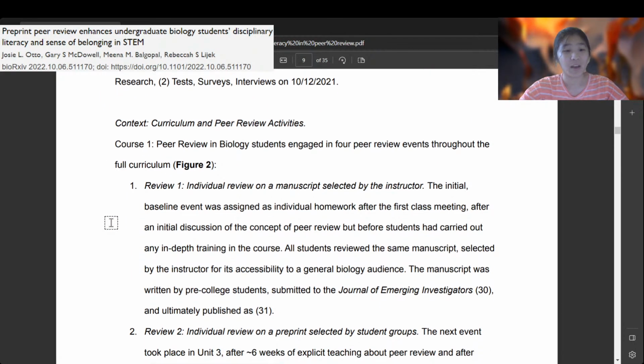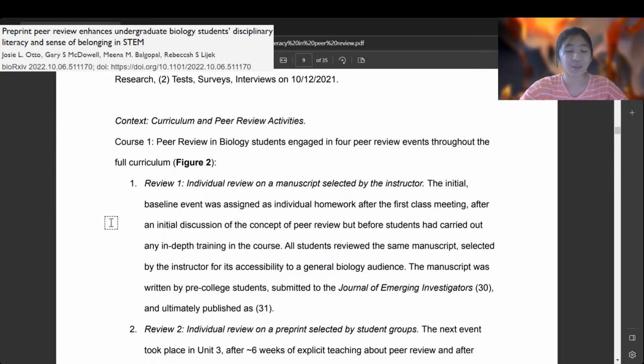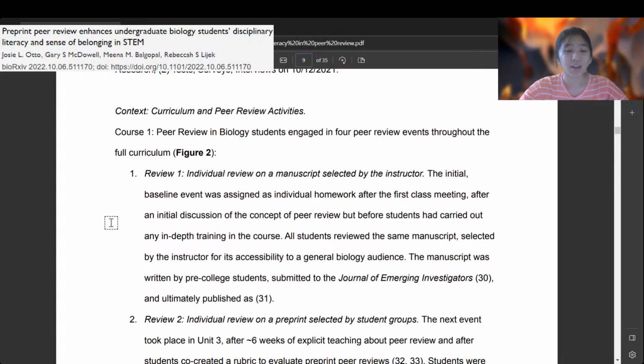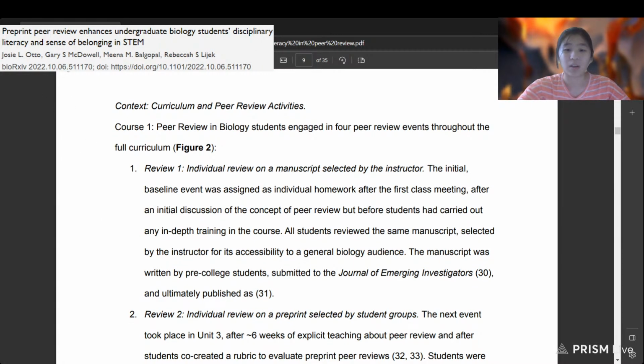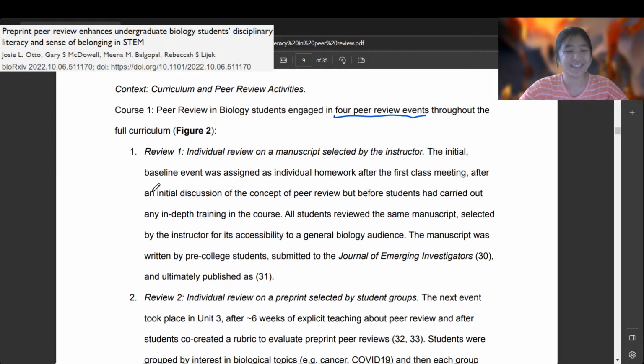Okay. Context, curriculum, and peer review activities. So course 1, peer review and biology: students engaged in 4 peer review events throughout the full curriculum. Okay, so there were 4 peer review events. What those events are, we have yet to find out.